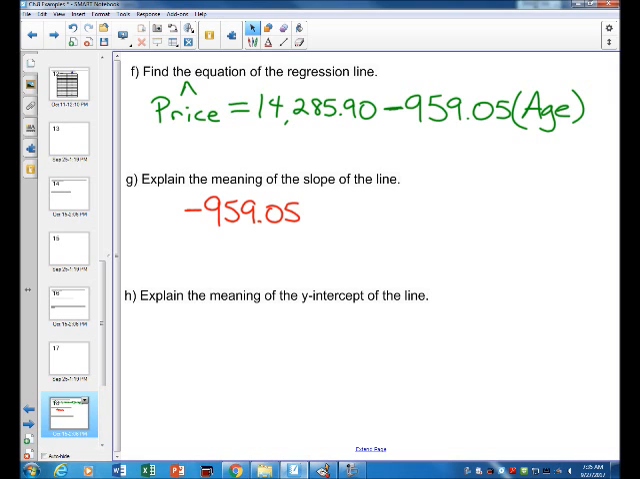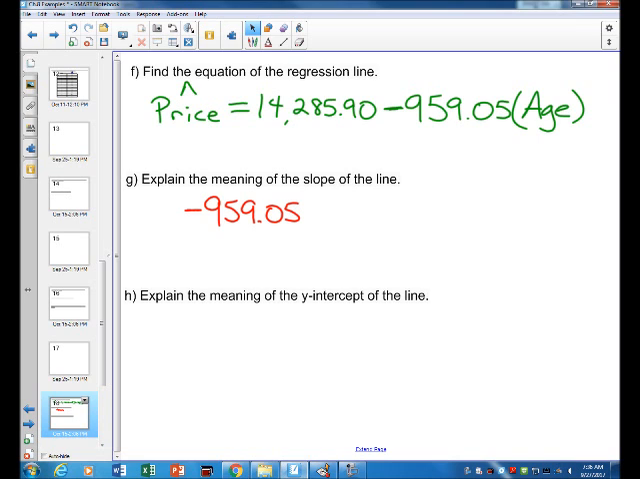Now again, that is what the model is predicting will happen. That's not necessarily true, right? Because we'll talk about later why that's not the only factor, but what the model is saying here, what the slope is saying, is that every year your Toyota Corolla ages, you can expect the price to drop by $959.05. All right? Notice I'm saying price drop because it is a negative. All right? So just keep that in mind for the slope.